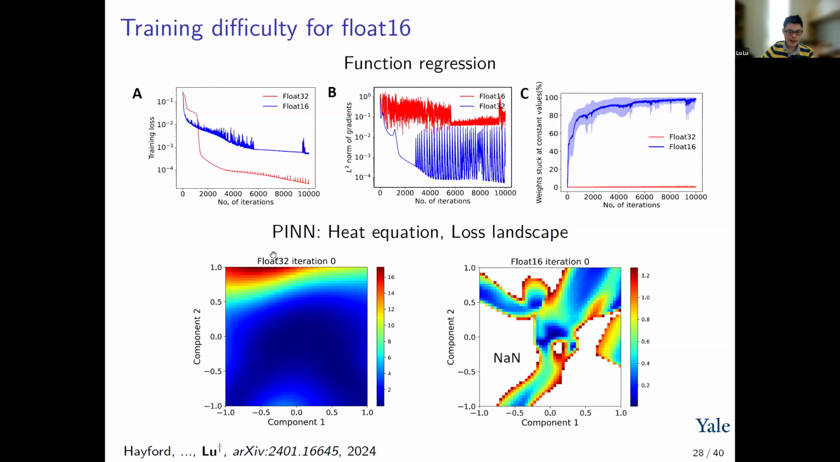This is an even more important issue for PINNs. For PINNs, if we apply float 32, then this is the loss landscape we plot in 2D space. It's smooth and the network can be trained. But when we apply float 16, even at iteration 0, you can see the loss landscape is really bad. And in many cases, it is NaN, not a number.